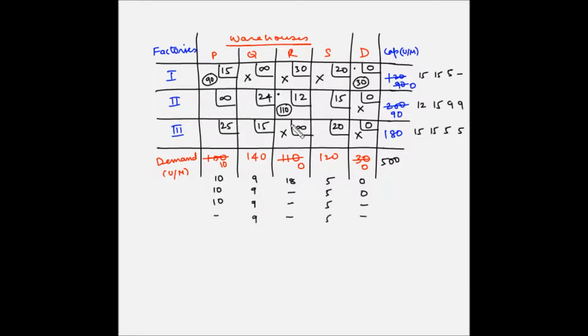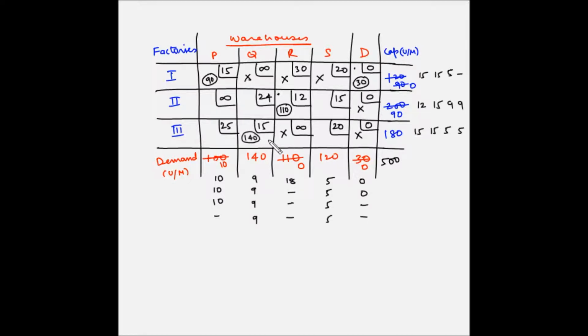Now let's find out which will give us the capability to allocate more units. So for 2S, this one here, we'll be able to allocate 90 units because 90 is supply and 120 is demand. While if we select this square here, 3Q, then we'll be able to allocate 140 because 140 is the demand and 180 is the supply. So since column Q gives us capability to allocate more units at the same unit cost, let's select column Q here. So as we already determined, we can allocate 140 units to this square.